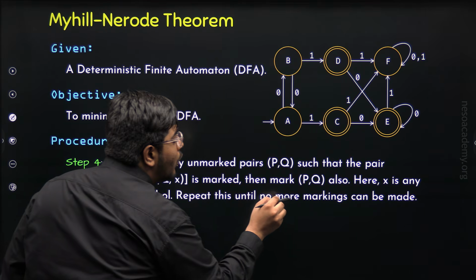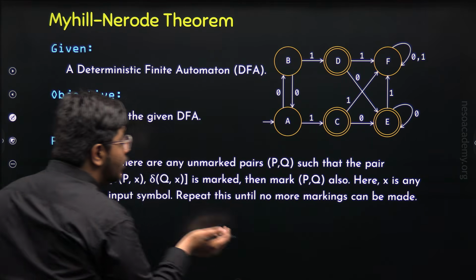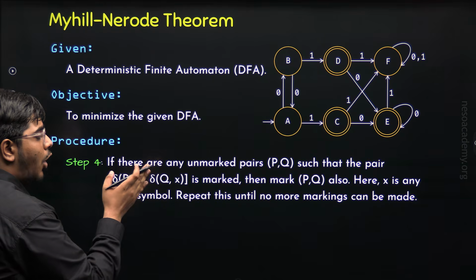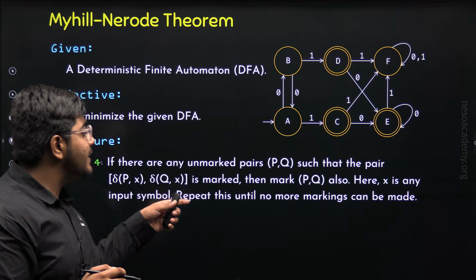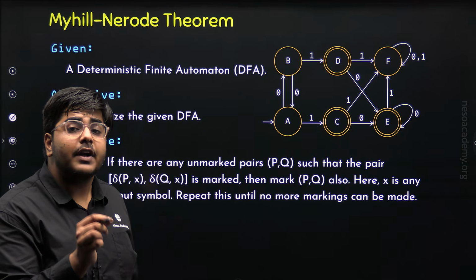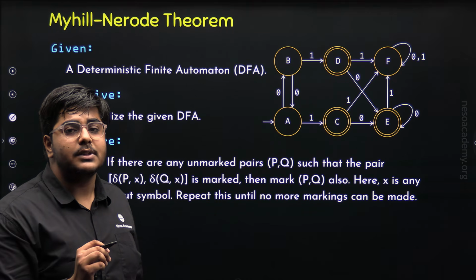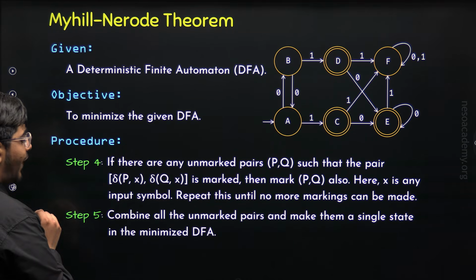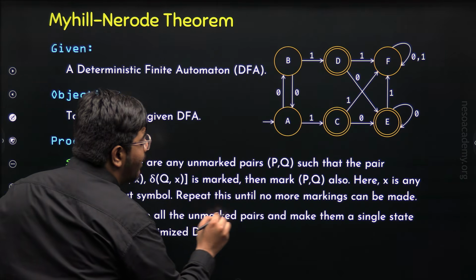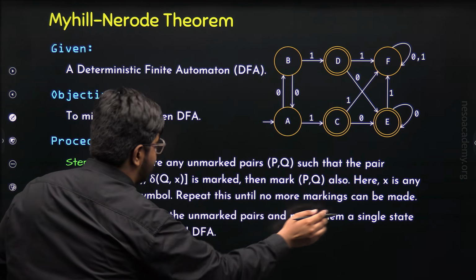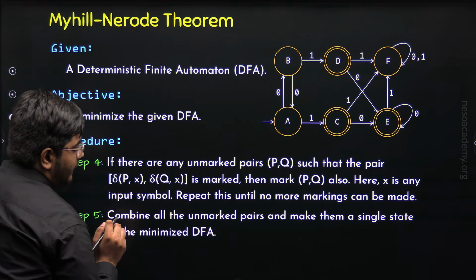Repeat this until no more markings can be made. So this is a very important step of the whole procedure. And this step is to be repeated until no further markings in the table are possible. Step number 5: combine all the unmarked pairs and make them a single state in the minimized DFA.